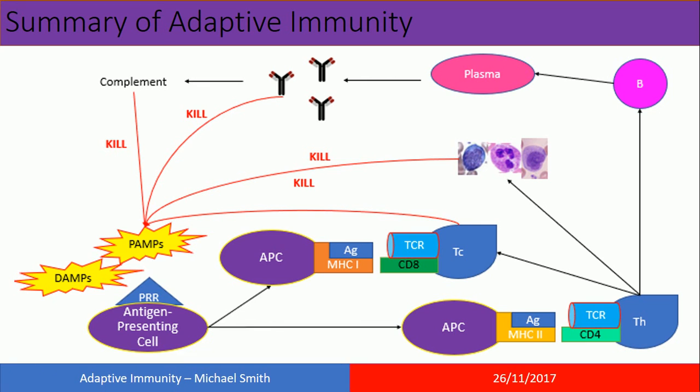Our plasma B cells will then produce antibodies, and our antibodies have our three functions, which are to neutralize the pathogen. They can opsonize it and make it easier for these phagocytes to break them down, or they can activate our complement through our classical pathway, and the complement then forms our membrane attack complex and breaks down our pathogen. And that's, in summary, our adaptive immune system.